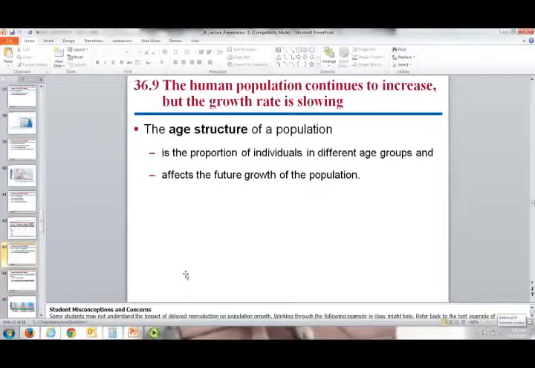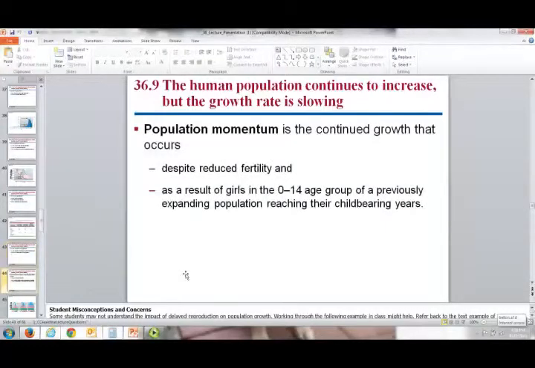So the age structure of a population is important. It also helps to predict the future of the population. The age structure is the proportion of individuals in different age groups, and that will affect future growth of the population. So population momentum is the continued growth that occurs despite reduced fertility, and as a result of the girls in the 0 to 14 age group of a previously expanding population reaching their childbearing years. So when those girls go into their childbearing years, you know you're going to see an increase in the population.